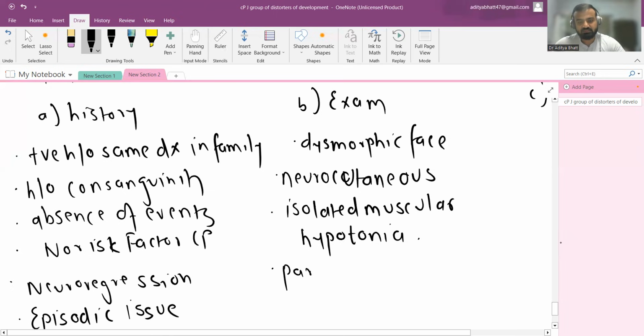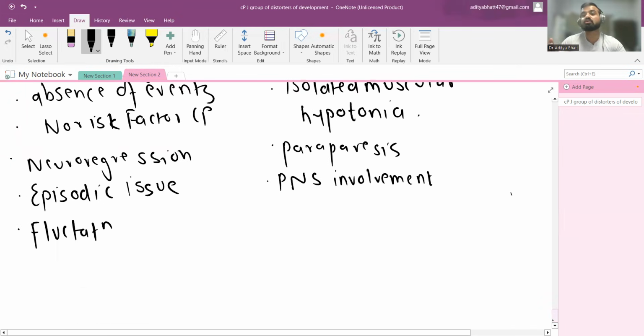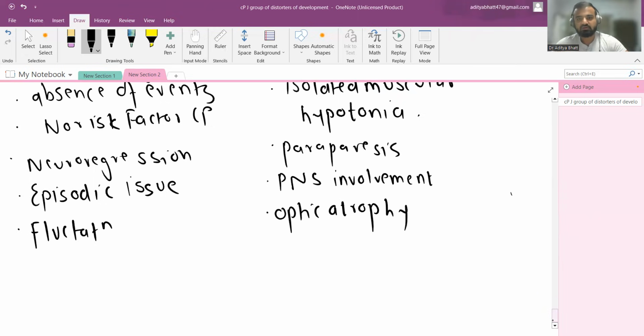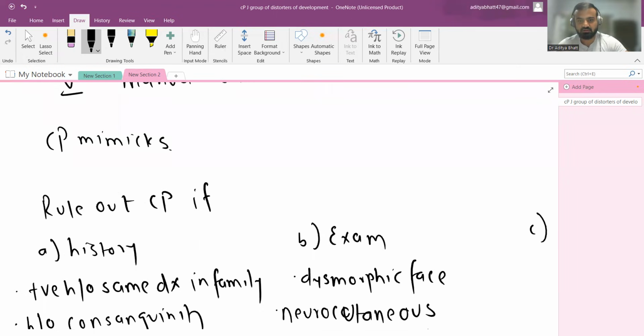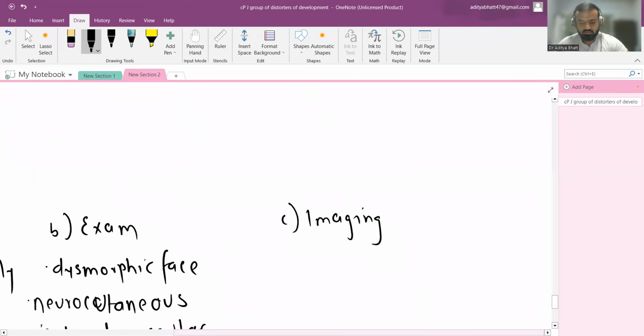Then paraparesis, or peripheral nervous system involvement, like pes cavus or pseudohypertrophy of the calf. It is more likely to be Charcot-Marie-Tooth syndrome. The peripheral nervous system is never involved in cerebral palsy. Then optic atrophy. So all this you have to rule out, and then you go for imaging. At the last stage, you go for imaging.